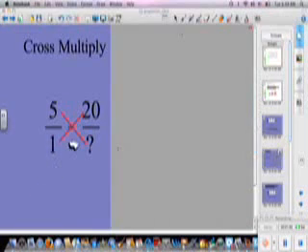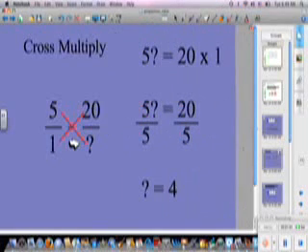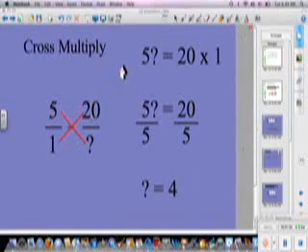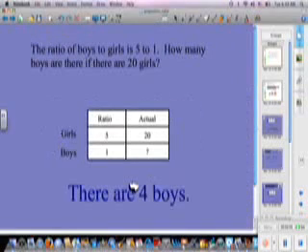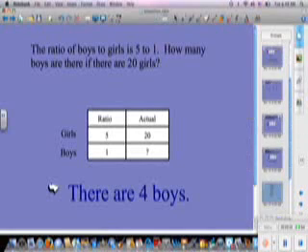So we multiply 5 by question mark and 20 by 1. And here's where we solve. So remember, when you have a number right by a variable, it means times. So 5 times question mark equals 20 times 1. So we have to divide both sides by 5, and we're left with question mark equals 4. So we know that there are 4 boys if there are 20 girls. So I would like that class very much.